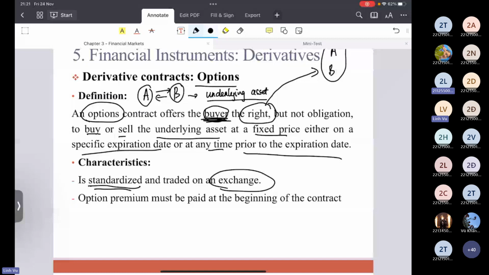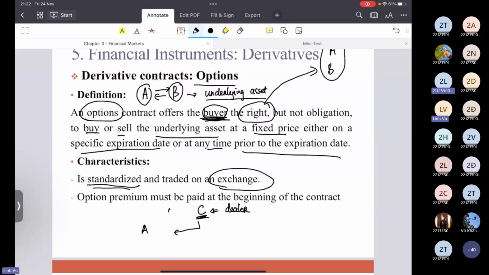Okay, so let's see. Now we have another party in the market, party C. Who is the dealer, for example, and he participates in the derivative market. So this party C can go to party A and offer to sell to party A an option contract.